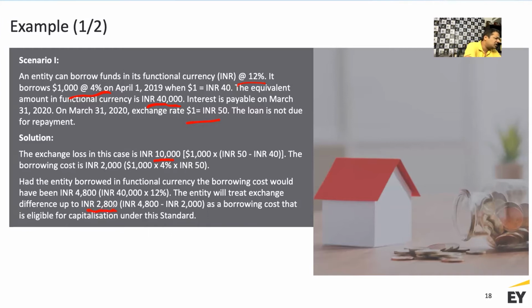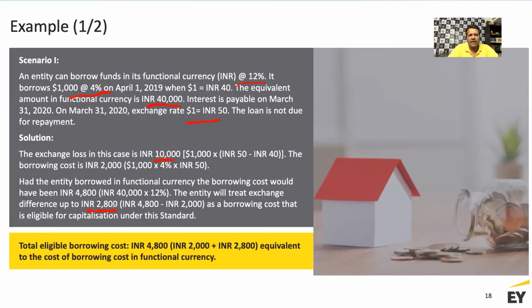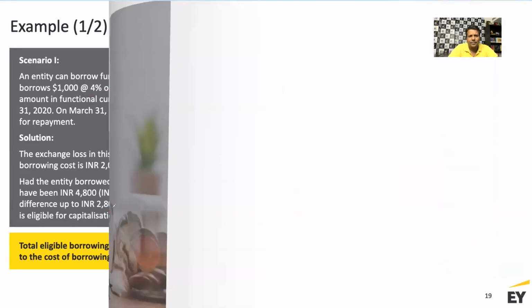How much is the exchange loss I have here? My total exchange loss is 10,000 rupees, but exchange loss to the extent of 2,800 is treated as a borrowing cost that is eligible for capitalization under this standard. So total eligible borrowing cost is INR 4,800, equivalent to the cost of borrowing in functional currency. That's the example and the concept.